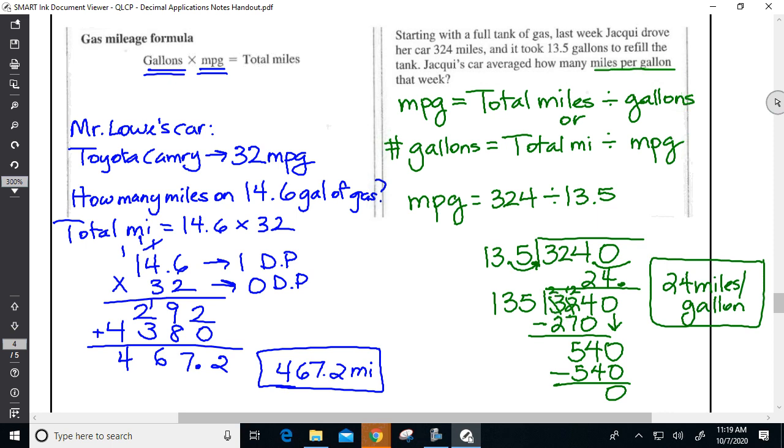All right. Questions before we close up shop? Uh-huh. So like every time, so we don't have the gallons, so we have like total miles per gallon.